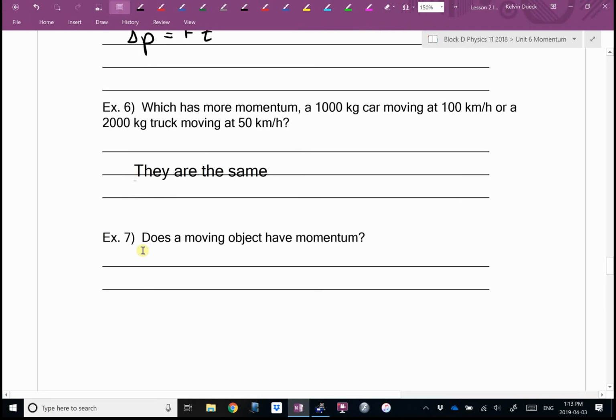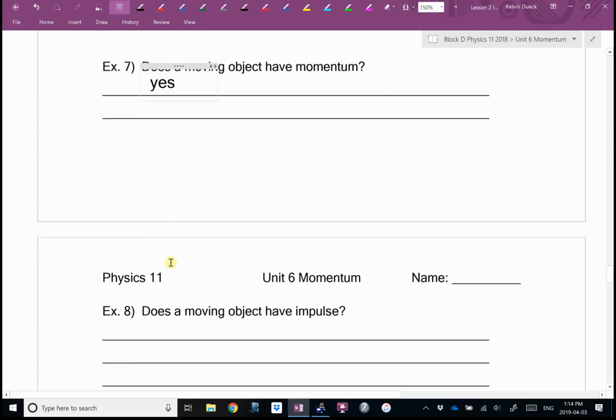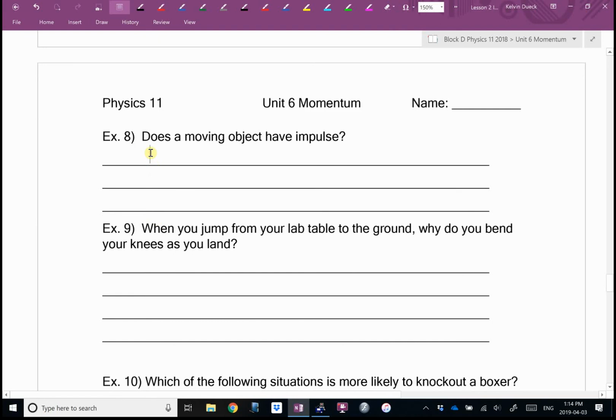Does a moving object have momentum? Yeah, because momentum is what times what? Does a moving object have impulse? What's another word for impulse? So this is asking, does a moving object have change in momentum? Ben, I saw you suddenly go, like you saw it. Yeah, if you're at a constant speed, you have no impulse because your momentum isn't changing.